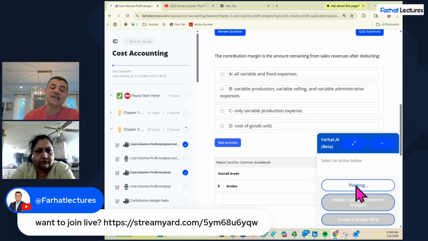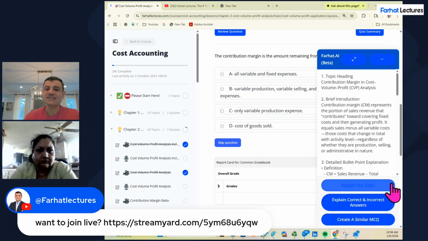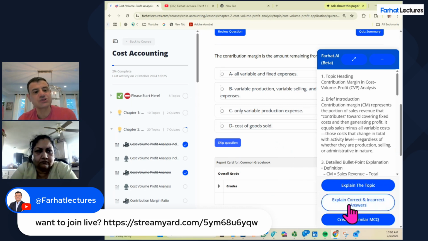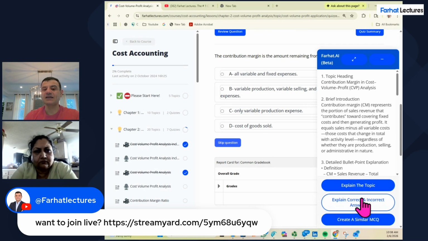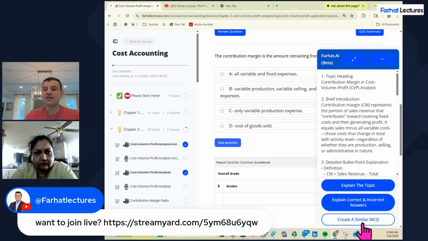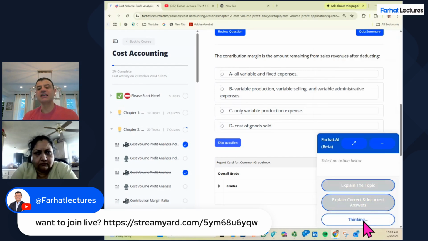Then after you answer the question, if you did not like the answer choices, because we do explain the answer choices as well, you could ask AI to explain the correct and incorrect answer in its own way. So it will explain it differently. For example, somebody wrote the answer choices, but if you want it in a different way, you could ask the AI. Or the best thing is you could say, you know what? I really like this topic, contribution margin. Give me another MCQ. It will generate another MCQ about the same topic, about contribution margin.